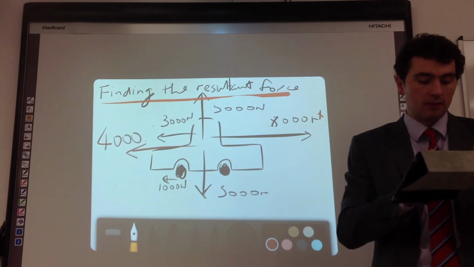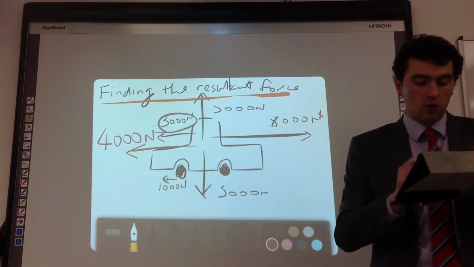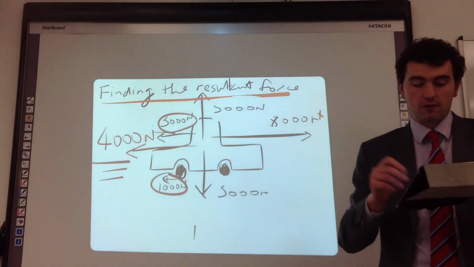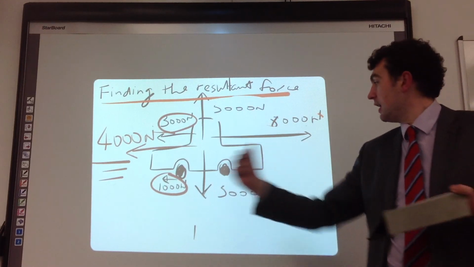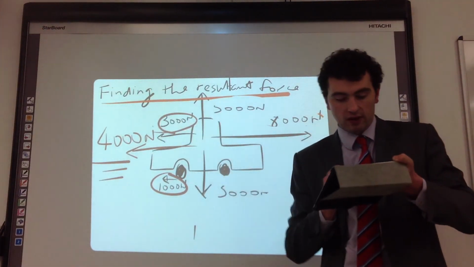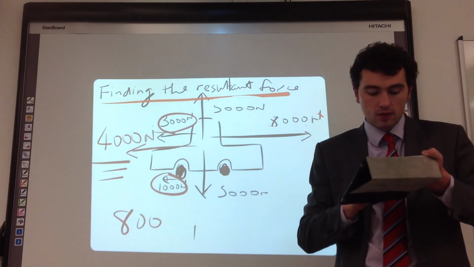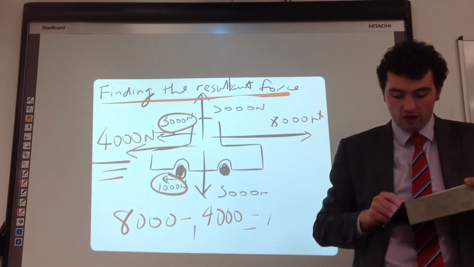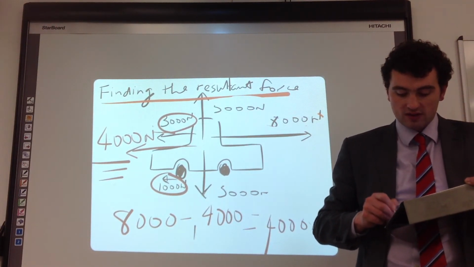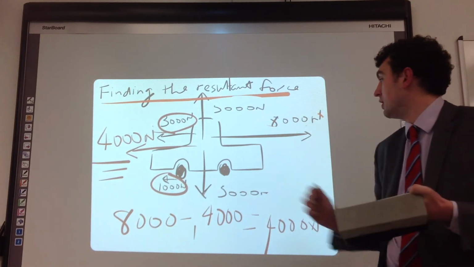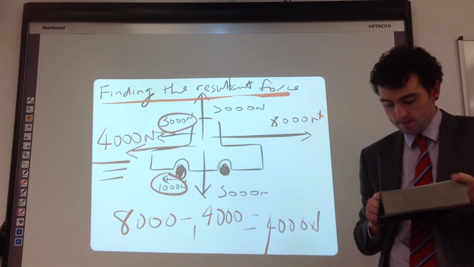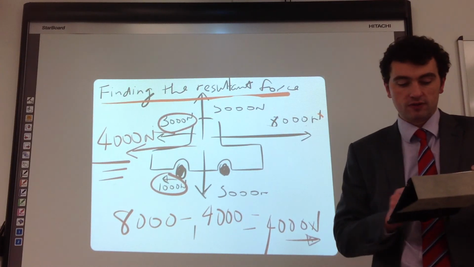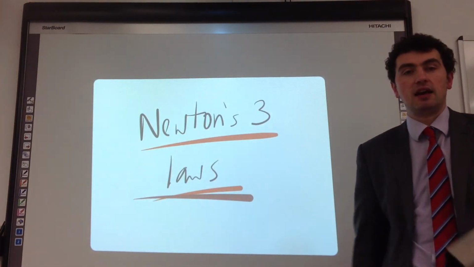Very often in exams, they won't bother telling you where these forces are acting. They'll just put in one force like this. What is the resultant force on the car? Well, it's 8,000 going this way, 4,000 going this way, so 8,000 minus 4,000 equals 4,000 newtons, and force is a vector, so what is the direction? The direction is this way. 4,000 newtons that way is the resultant force. And that is the end of the lesson.